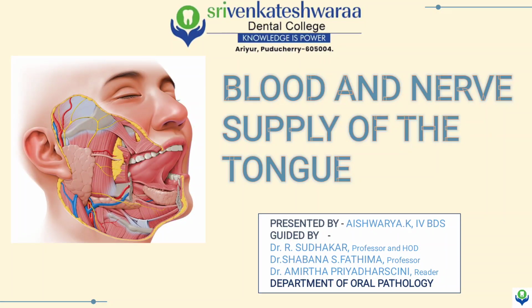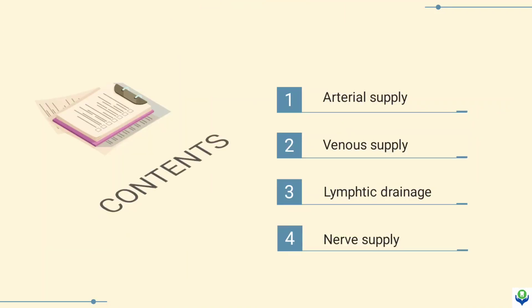Hello everyone. In this video, let's discuss the blood and nerve supply of the tongue. So let's begin. We'll study the arterial supply, venous supply, lymphatic drainage, and nerve supply.